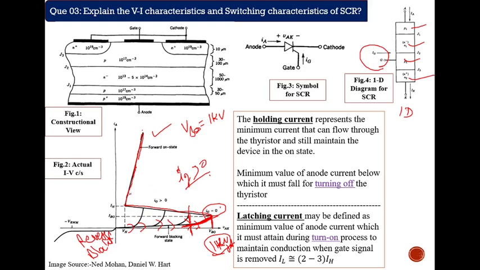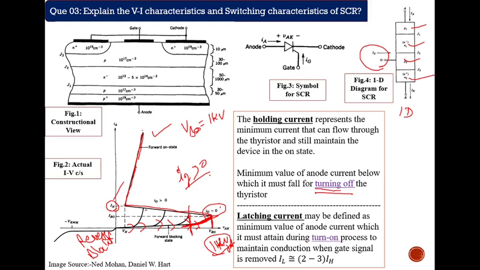Here two terms will come in this IV characteristic. The first one is the holding current and the second one is the latching current. What is a holding current and what is a latching current? The holding current involves the turning off case. Both of these are anode currents. The holding current is the minimum value of anode current, and below this holding current, the thyristor will get turned off.